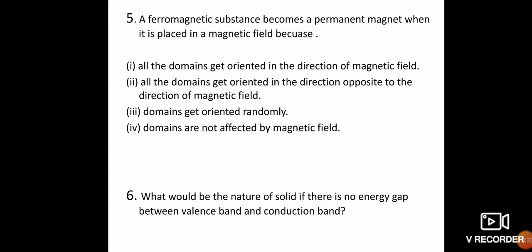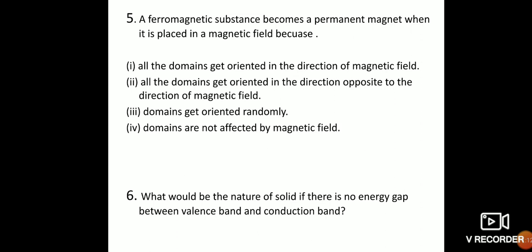Next question. A ferromagnetic substance becomes a permanent magnet when it is placed in a magnetic field because all the domains get oriented in the direction of the magnetic field; all the domains get oriented in the direction opposite to the magnetic field; domains get oriented randomly; or domains are not affected by the magnetic field. Right answer is 1. All the domains get oriented in the direction of the magnetic field.